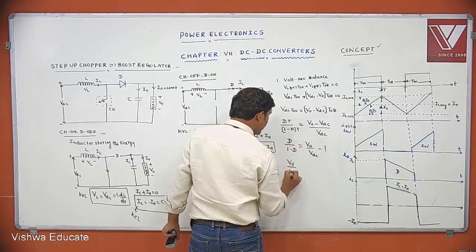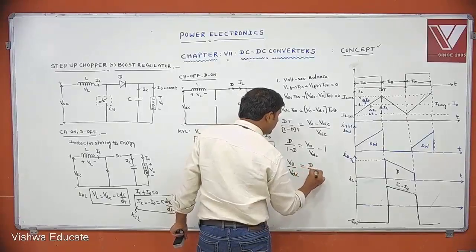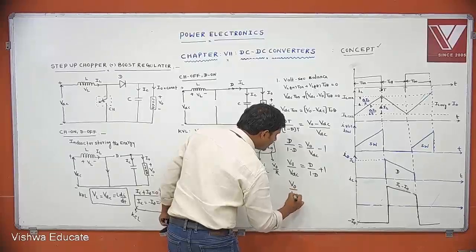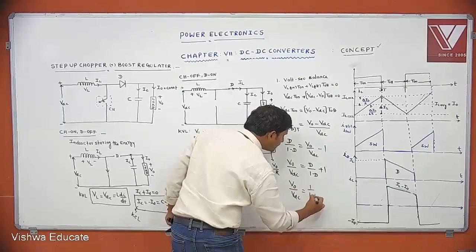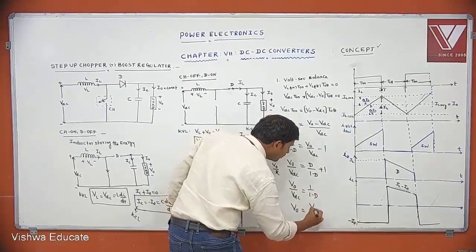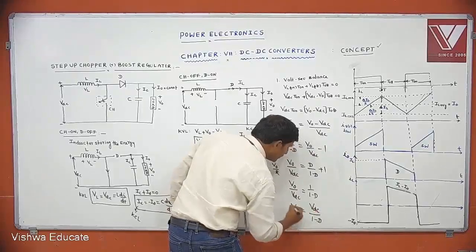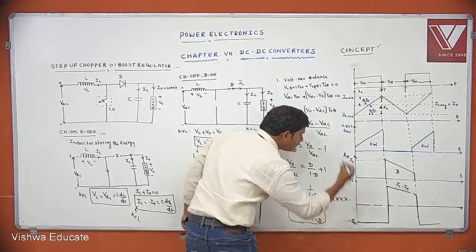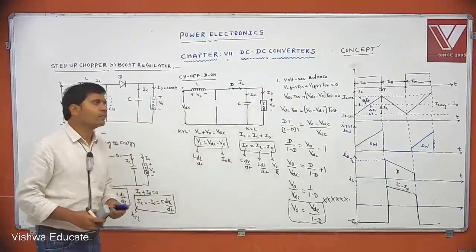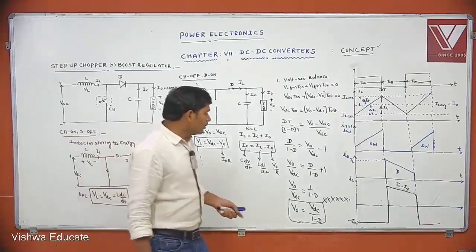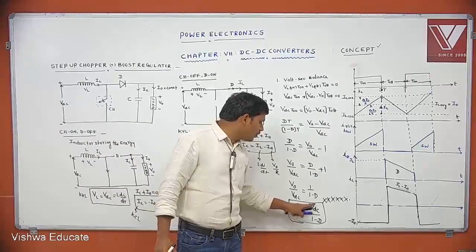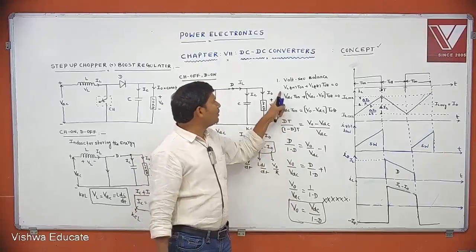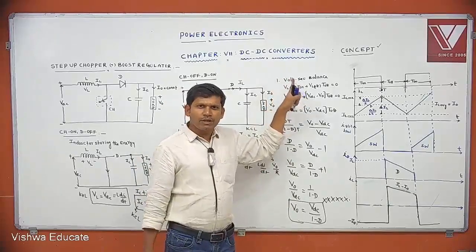What is V naught by VDC equal to? d by 1 minus d plus 1. Then what you get? V naught by VDC equal to 1 by 1 minus d. Then what is V naught equal to? VDC by 1 minus d. This is the average output voltage formula in the case of which one? Boost regulator. In boost regulator, what is the average output voltage? V naught equal to VDC by 1 minus d. Okay, this is the first parameter calculated in the boost regulator or step-up chopper.